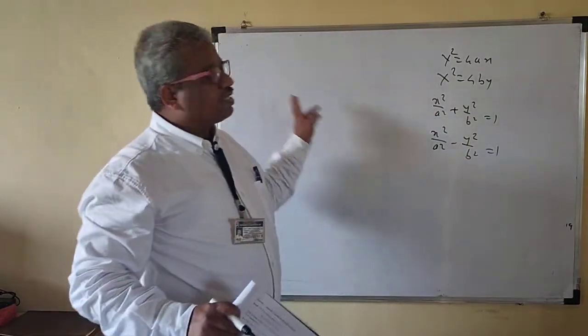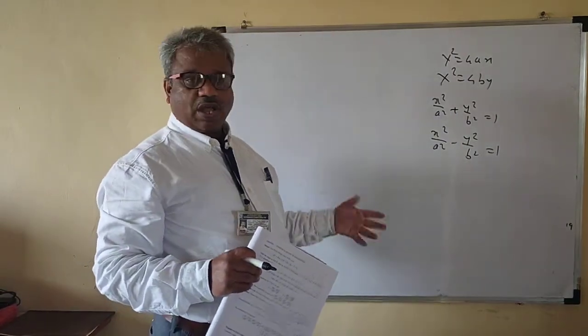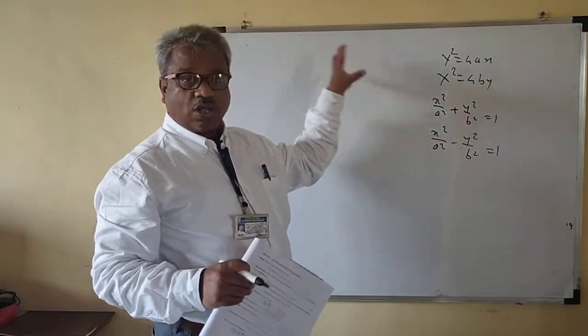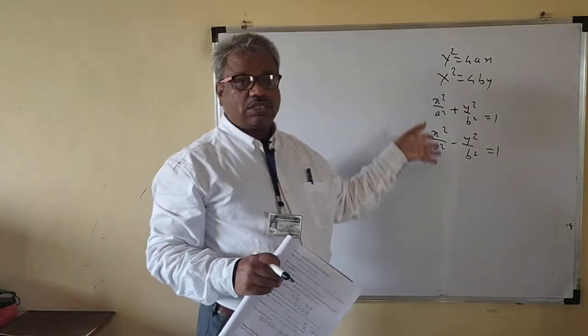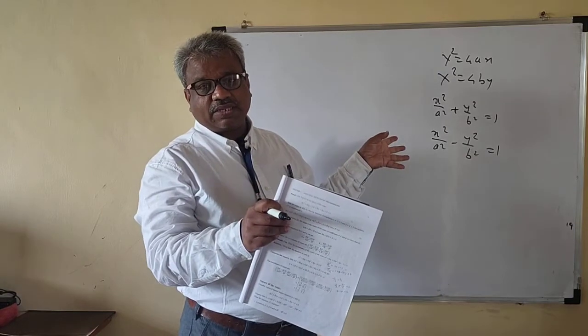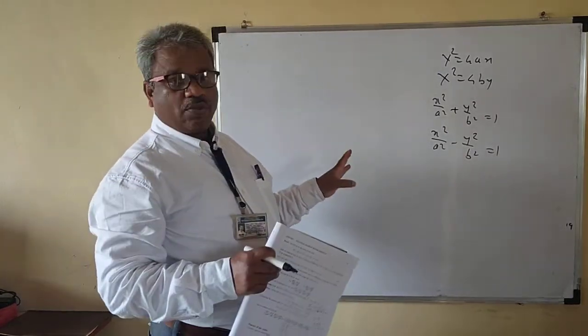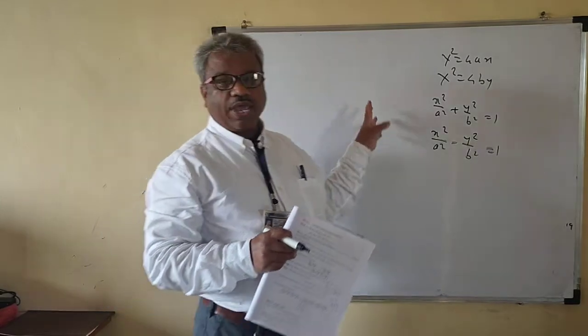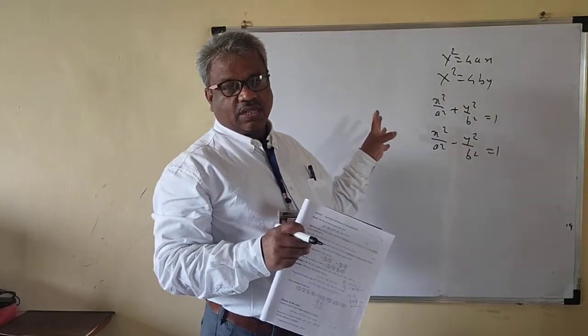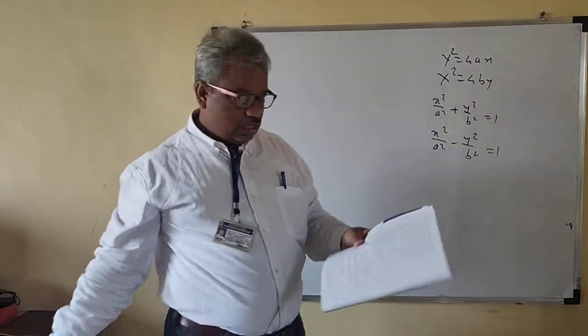So that means if a second degree equation represents a conic, and you identify that it is a parabola or hyperbola or ellipse, then you have to convert that equation into this standard form. So we want to learn how to convert the second degree equation into the standard form. That is the problem, and we will try to solve that problem.